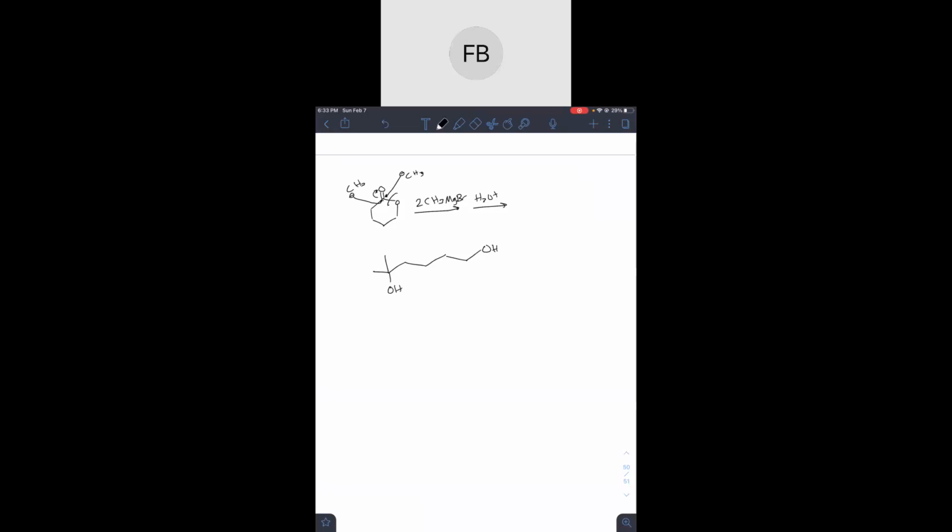I believe he may have made a mistake here. Let me check real quick. Guys, do you think he made a mistake here with the number of carbons?